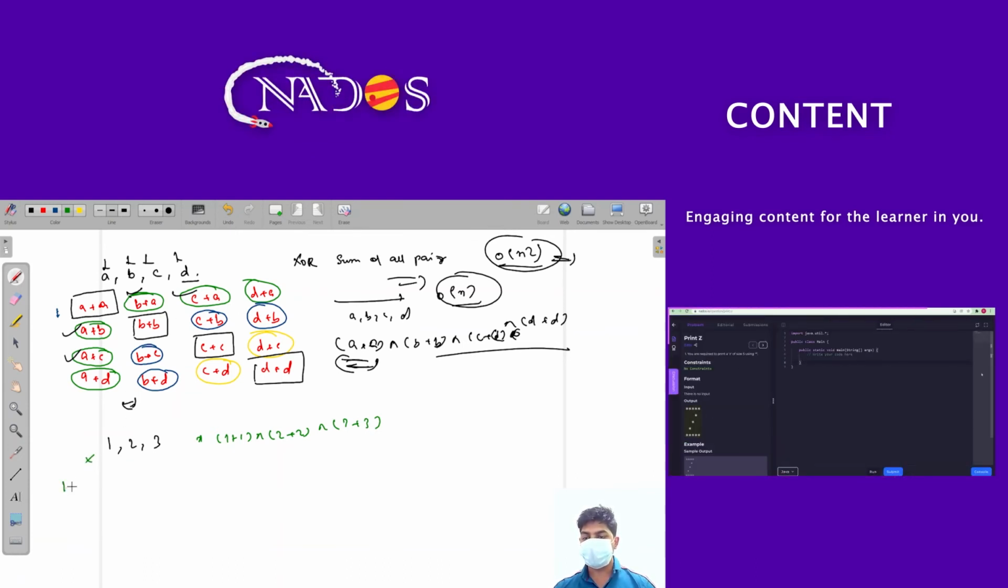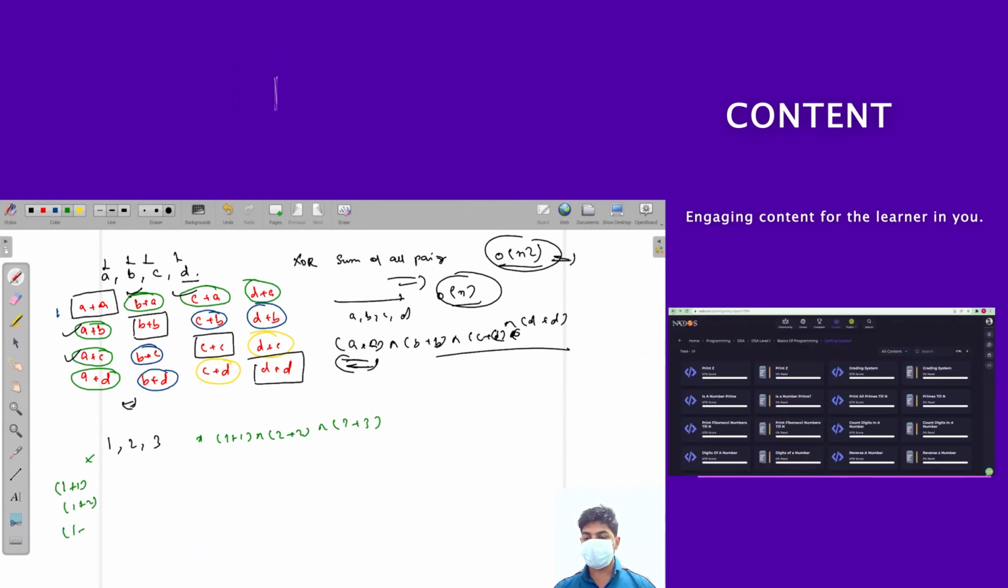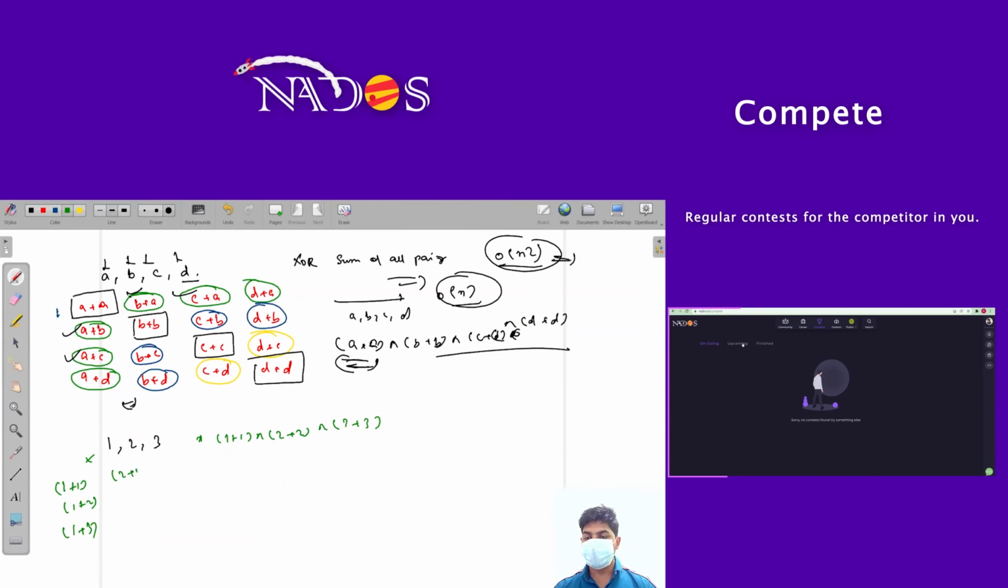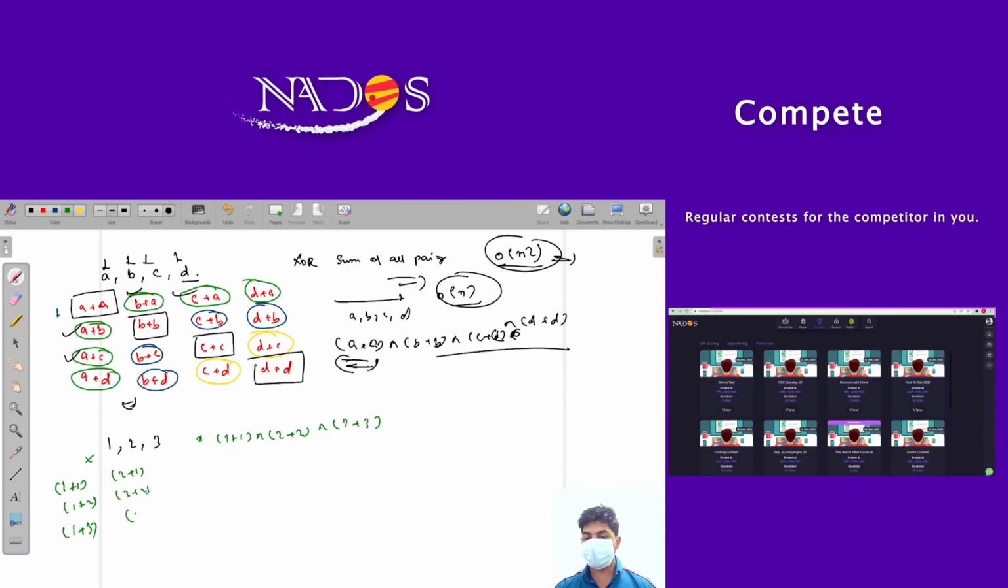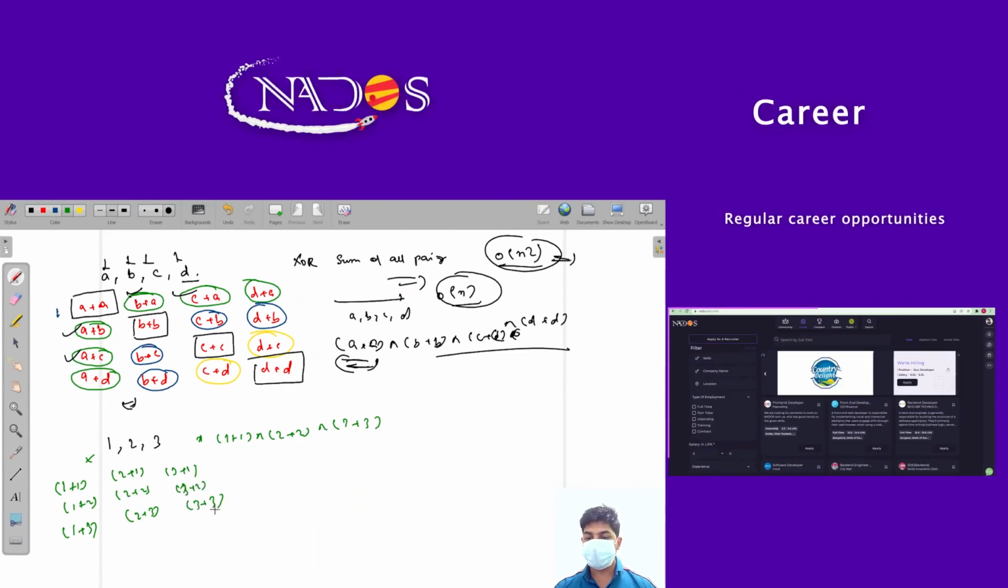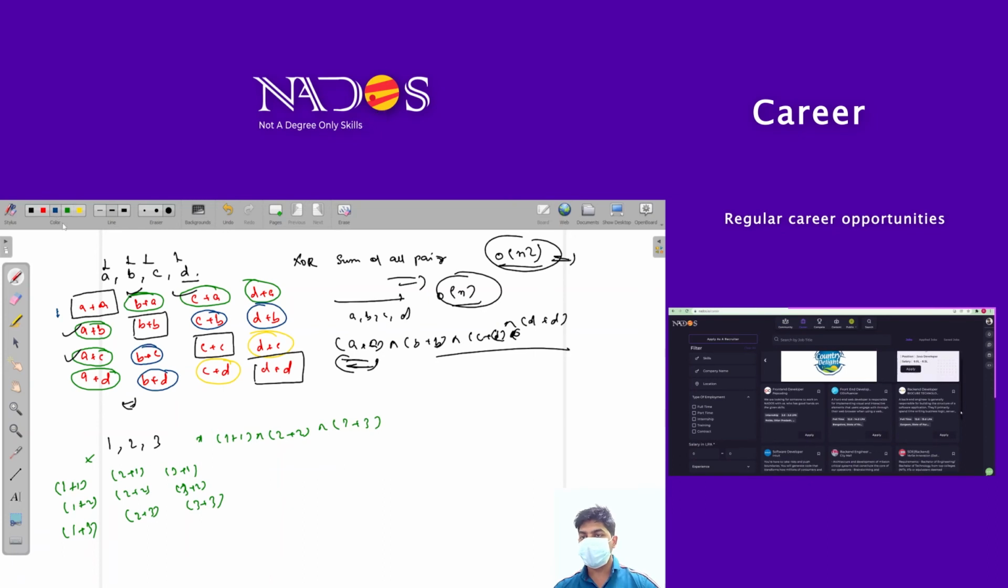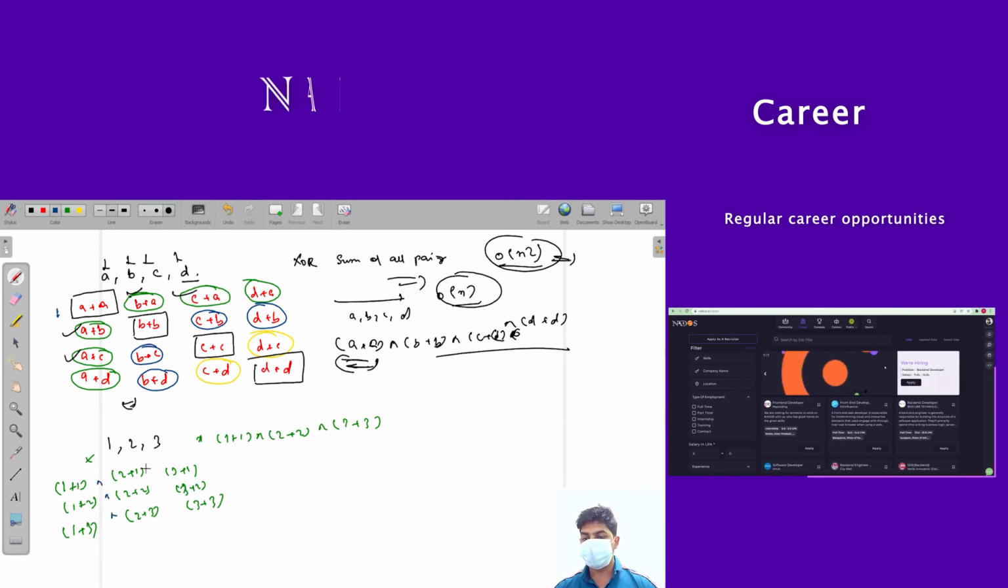So if we solve using the brute force way, the pairs will be 1 plus 1, 1 plus 2, 1 plus 3. Second, 2 plus 1 is a pair, 2 plus 2 is a pair, 2 plus 3 is a pair, 3 plus 1 is a pair, 3 plus 2 is a pair, and 3 plus 3 is a pair. So we want to perform the XOR between all of these pairs, right?